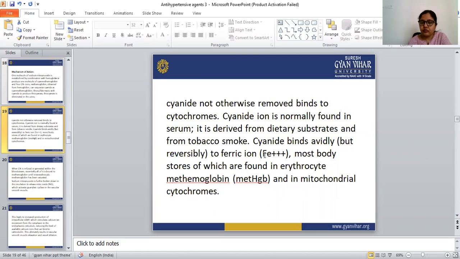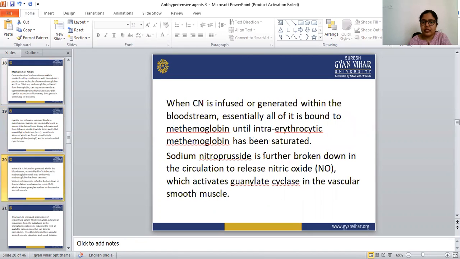Cyanide binds to the ferric iron, most body stores of which are found in erythrocyte methemoglobin and mitochondrial cytochromes. When cyanide is infused or generated within the bloodstream, essentially all of it is bound to methemoglobin until intra-erythrocytic methemoglobin has been saturated.